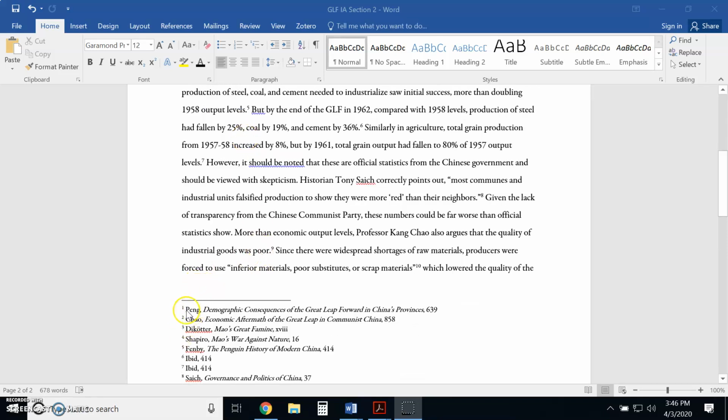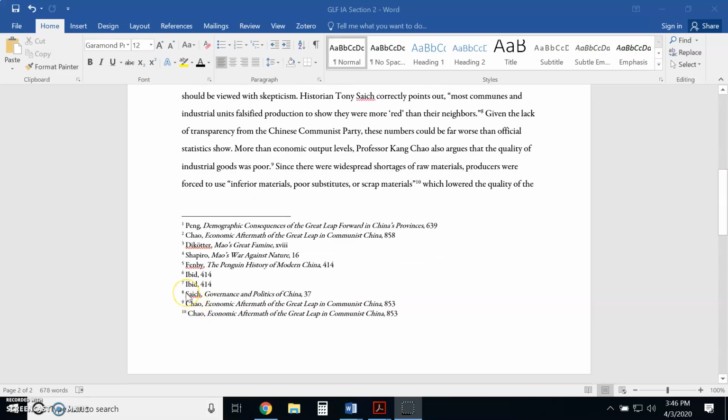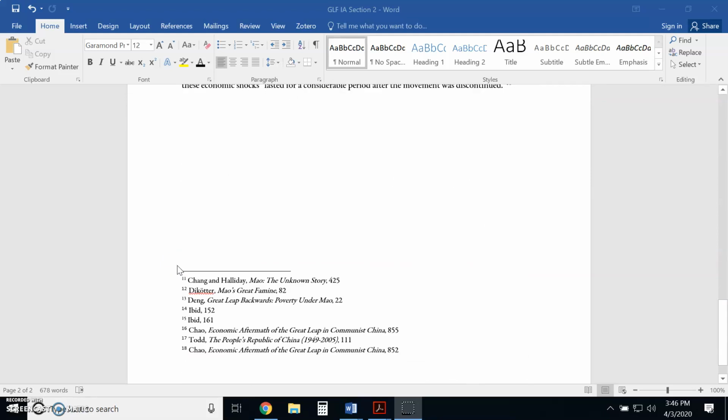So if we look, starting at 5, because 5 is the start of my first perspective, Jonathan Fenby is quoted 3 times. Tony Syke is quoted once. Chow, who is the guy talking about the economic consequences of the Great Leap Forward, has 1, 2, 3, 4 quotes in that paragraph. As I get closer to finishing, and I get a more complete sense of my word count, I might want to go back in and add some more evidence from his piece, because that is one of the sources that I evaluated in section 1.